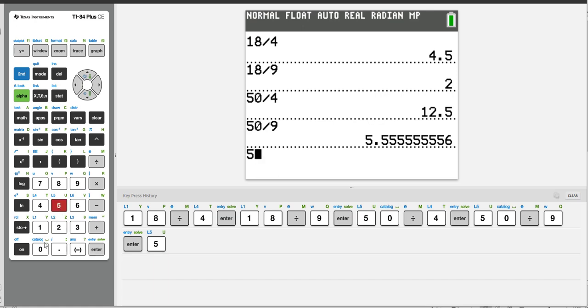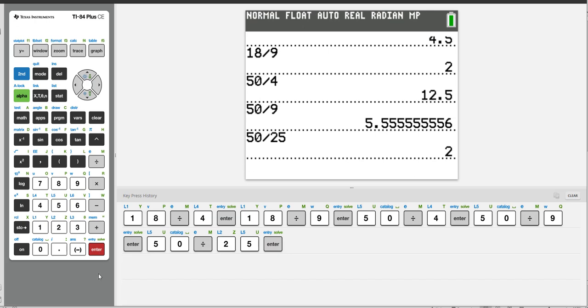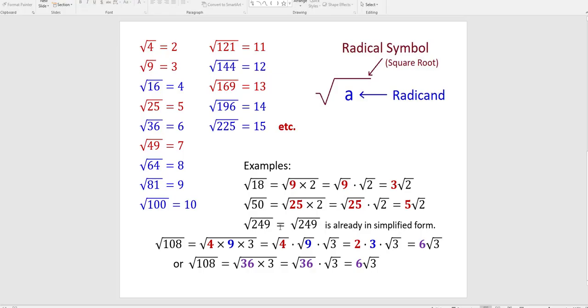Type in 50 divided by 25 and press enter. This gives 2. Therefore 25 and 2 are factors of 50. Split the square root of 50 into the square roots of 25 and 2. Now the square root of 25 is 5. Our answer is 5 square root of 2.